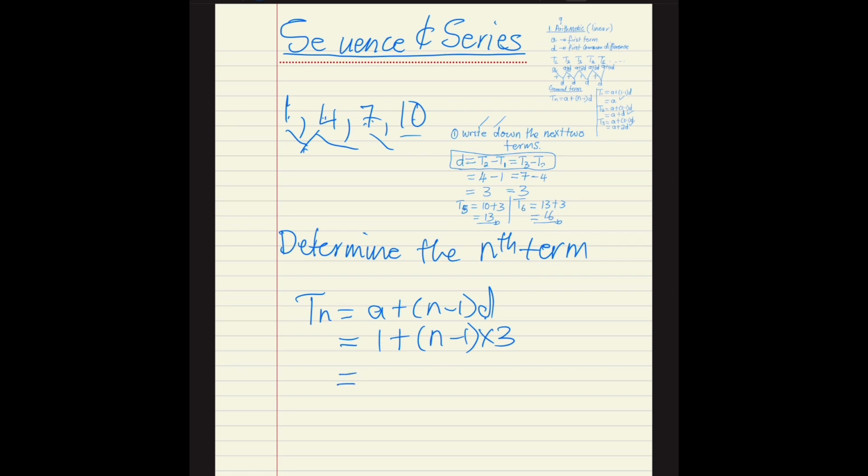Hence let us remove the brackets. That means it will be 1 plus 3n minus 3. This should be 3n minus 3 plus 1, which is 3n minus 2. So that is our general term. Whenever they say find the general term, that is how you find it.